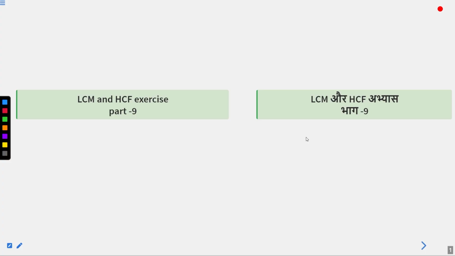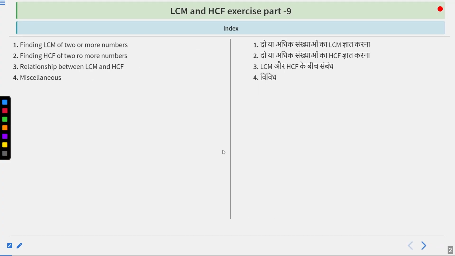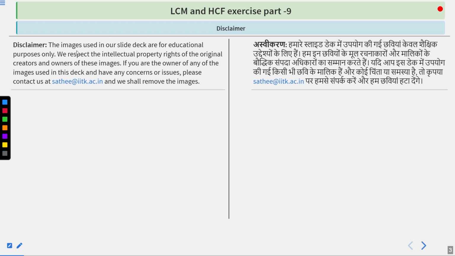Hello everyone, welcome to LCM and HCF Exercise Part 9. In this exercise, we are going to do questions on how to find the LCM of two or more numbers, how to find the HCF of two or more numbers, what is the relationship between LCM and HCF, and miscellaneous questions.